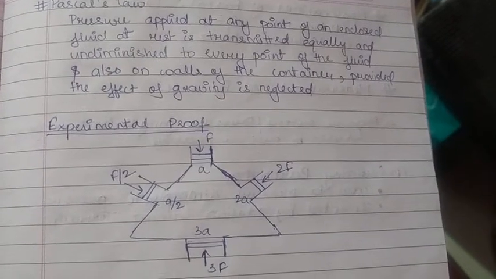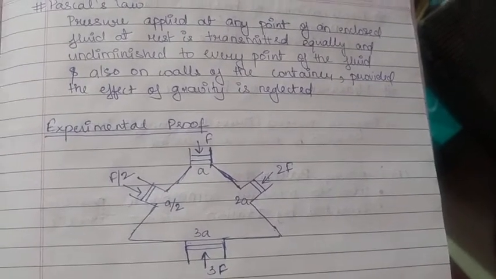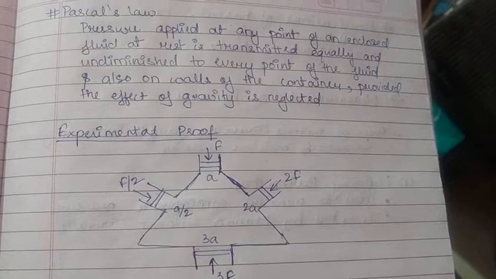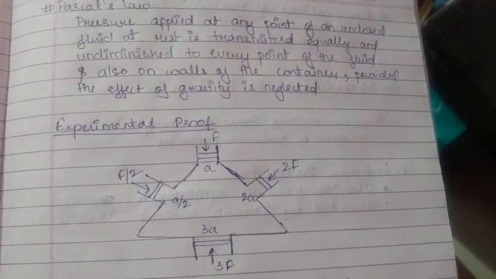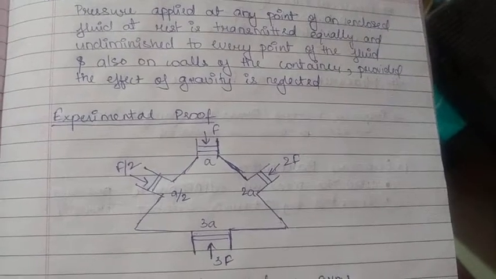So we can state Pascal's law like this: the pressure applied at any point of an enclosed fluid at rest is transmitted equally and undiminished to every point of the fluid and also on the walls of the container, provided the effect of gravity is neglected.